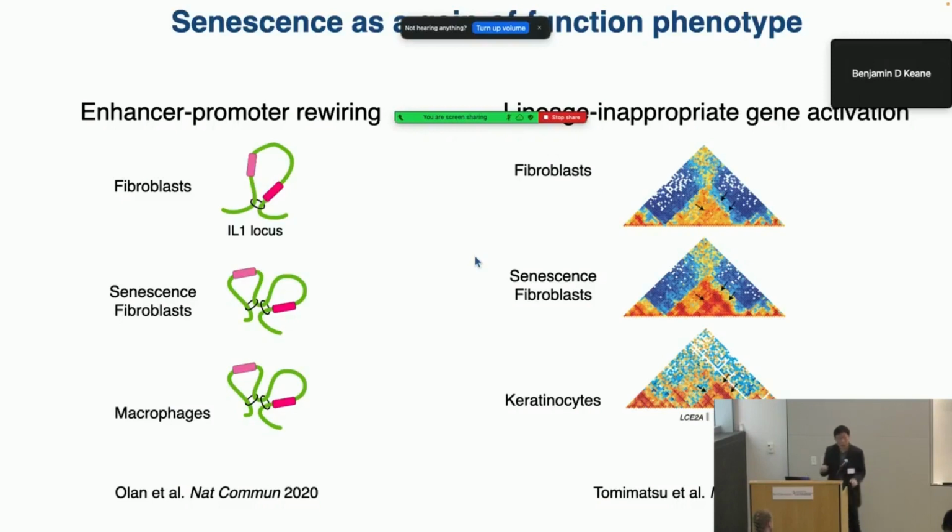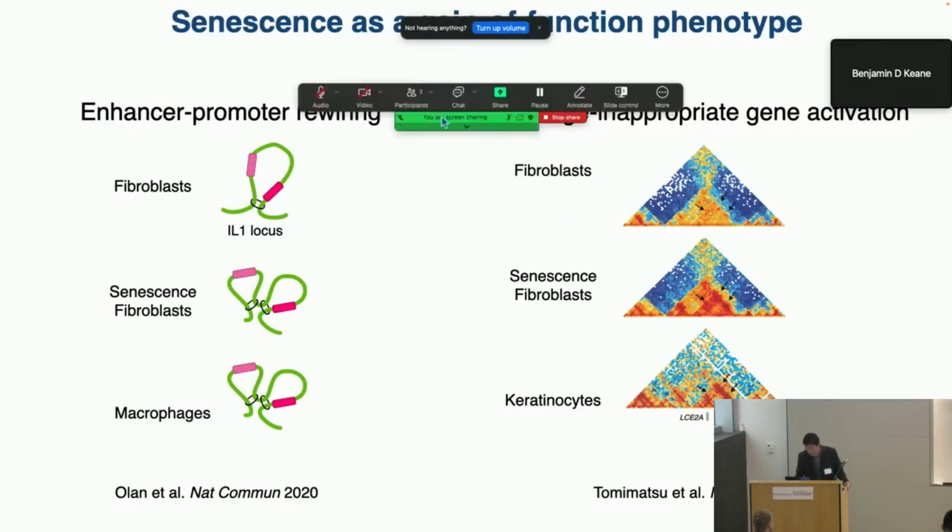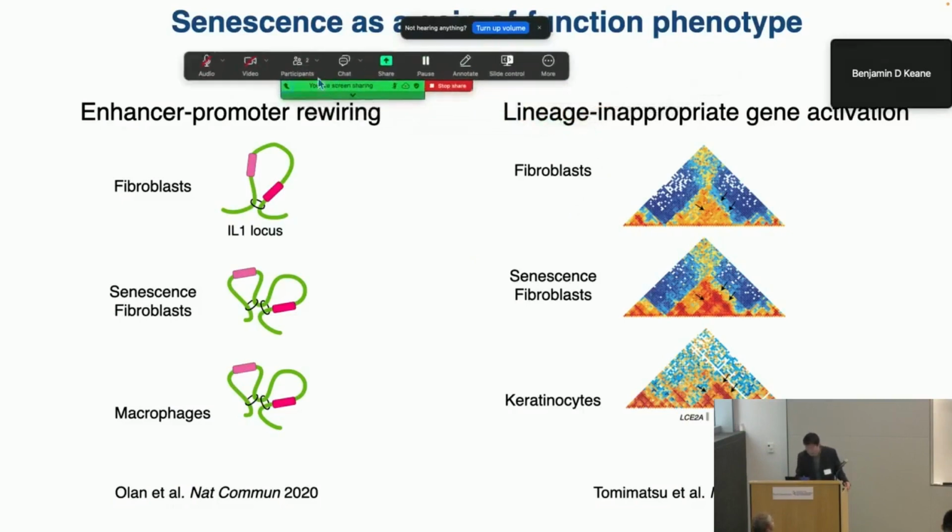If you look at the heterochromatic area, lineage, so how can I get rid of this? Oh.